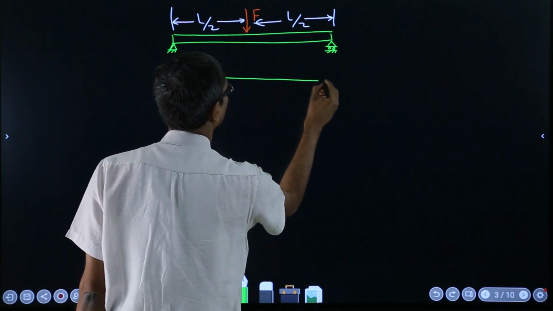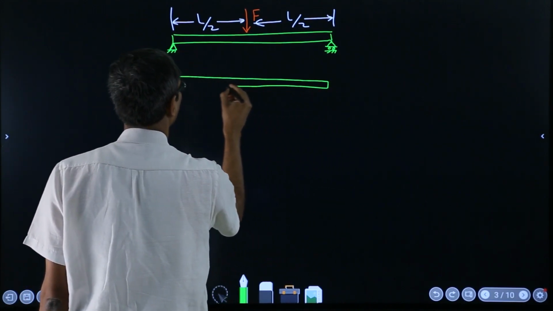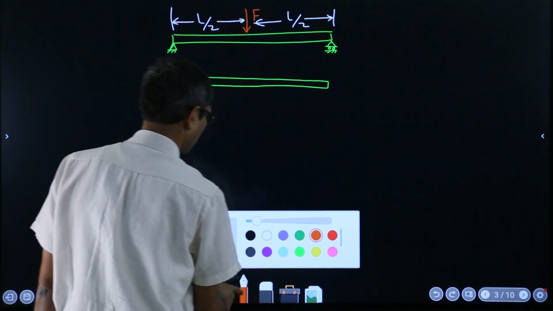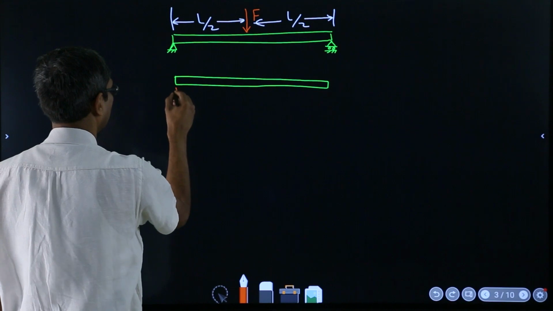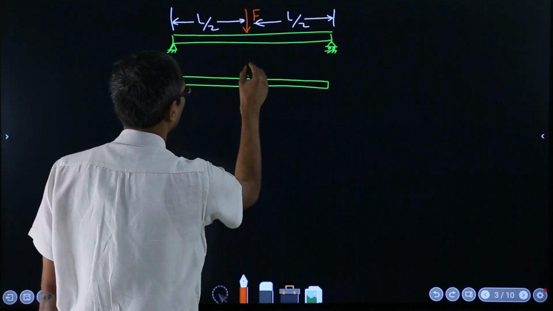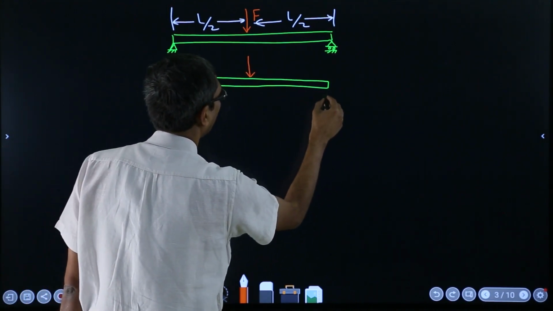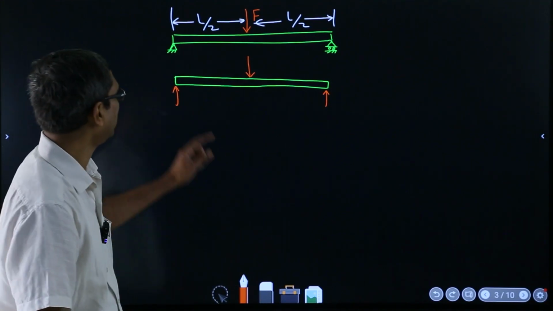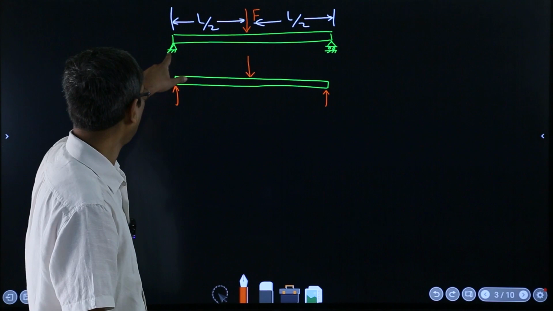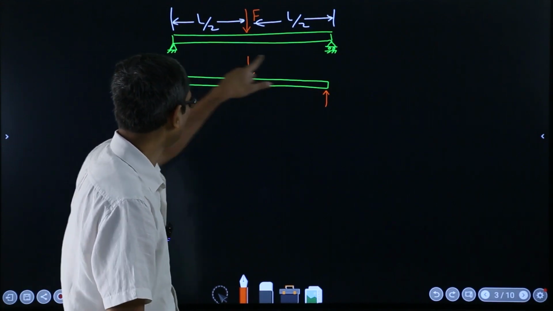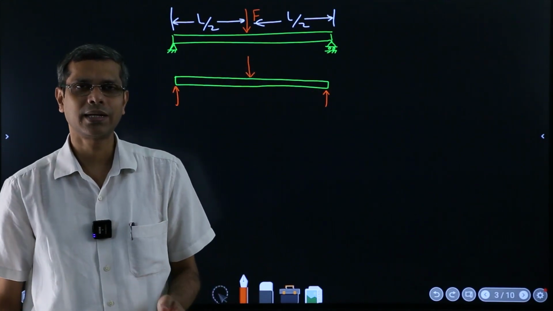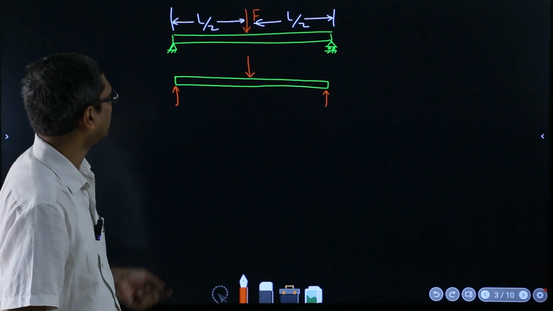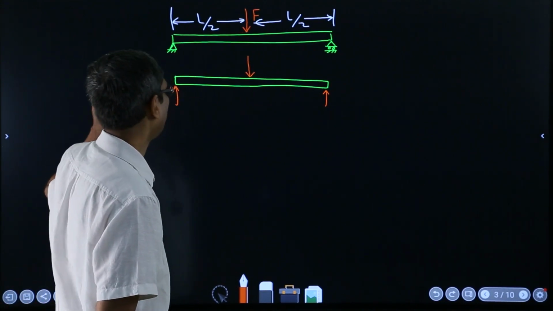Evaluated the ground reaction and removed the supports and replaced them with forces. So now you know how to calculate those forces and replace them like this. If you notice, I have chosen the ground reaction in such a way that the beam will become a statically determinate structure. Otherwise, there was no way.